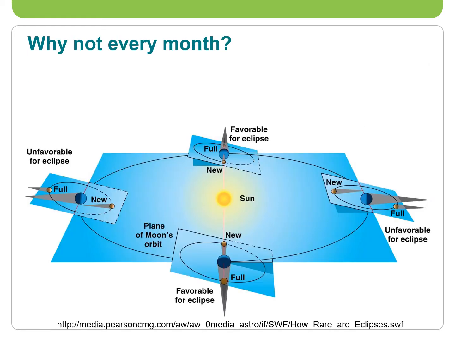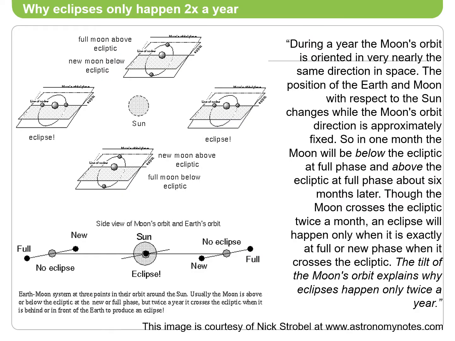For an eclipse to occur, the sun, the moon, and the earth have to be in the same plane. Eclipses don't occur every month because Earth's and the moon's orbits are not in the same plane. If the moon crosses the plane of the ecliptic, the path of the earth and the sun, and is also aligned with the sun and the earth, then an eclipse occurs. Lunar eclipses only happen 2 times a year because of the tilt of the moon's orbit.